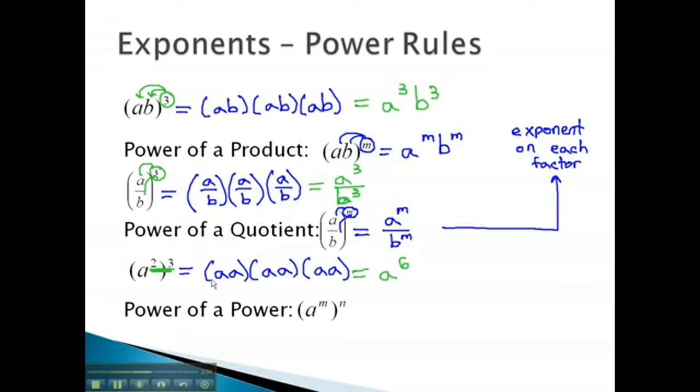We find that by taking our 2 exponents and multiplying them together. The power of a power rule says we multiply the exponents together through the parentheses. (a to the m) to the n equals a to the m times n, multiplying the exponents. Let's take a look at some examples where we can see these power rules work out.